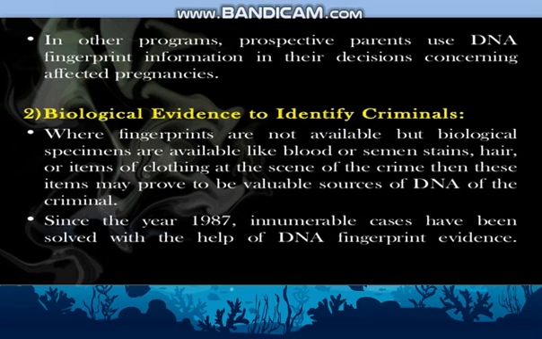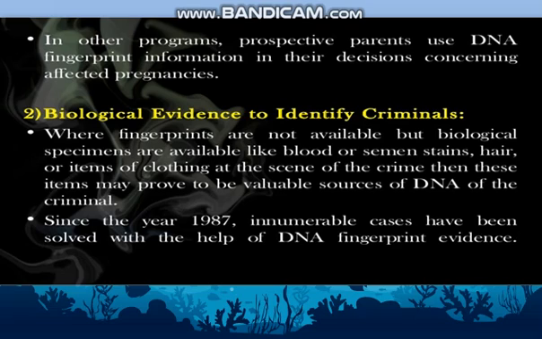The second use of DNA fingerprinting is biological evidence to identify criminals. Criminals can be detected because of DNA fingerprinting. Where DNA prints are not available, biological specimens like blood or semen stains, hair, or items of clothing at the scene of the crime may prove to be valuable sources of DNA of the criminal. So this process is very helpful in identifying criminals. Since the year 1987, innumerable cases have been solved with the help of DNA fingerprint evidence. So this is very useful.